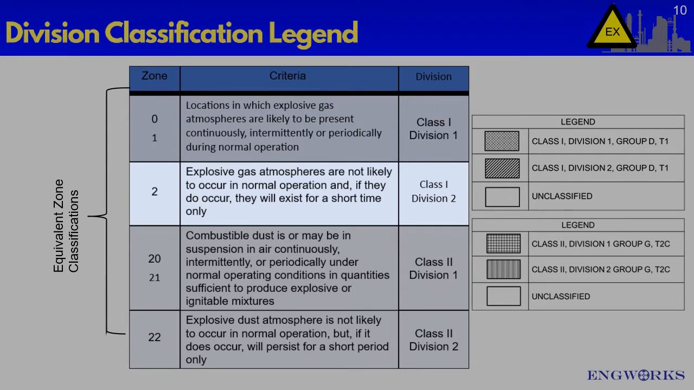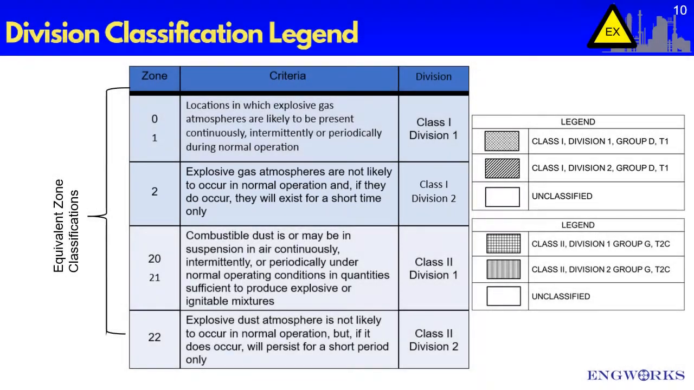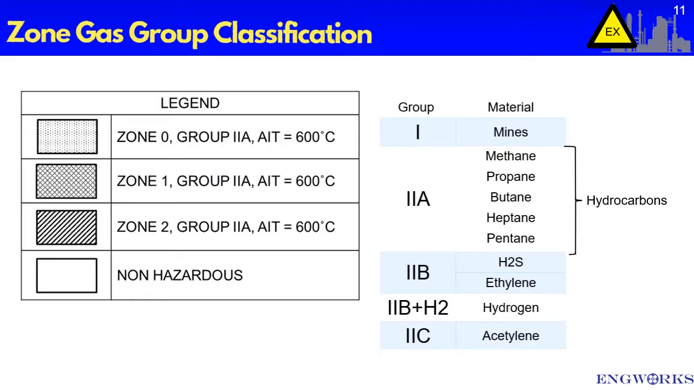A Class 1 Division 2 location is one where an explosive gas atmosphere is not likely to exist in regular operation and, if it does, will only exist for a short time. The definition is identical to a Zone 2 location, implying the risk is equivalent. The same is true for Class 2 location definitions. Let's look a little bit closer at the group classification, an essential parameter for specifying explosion-protected products.